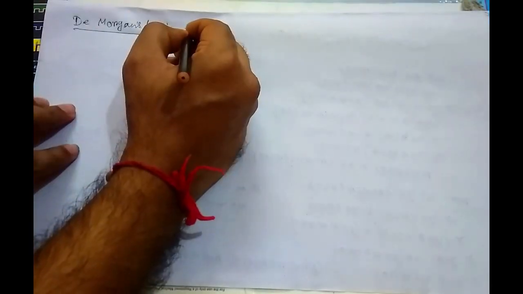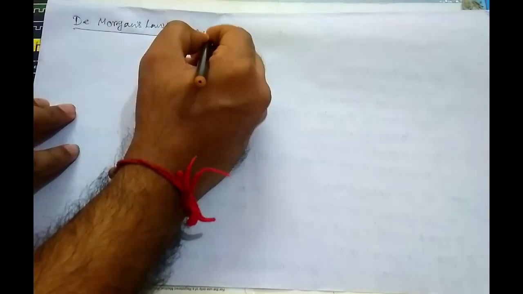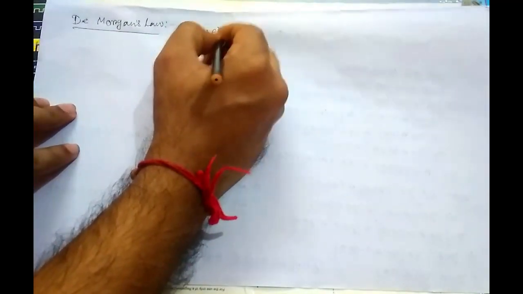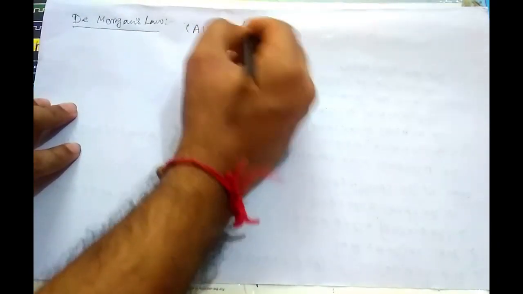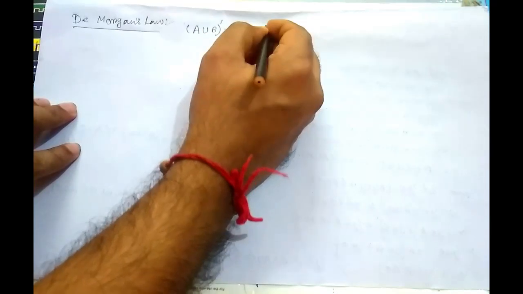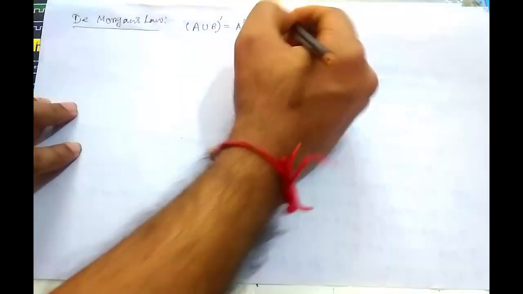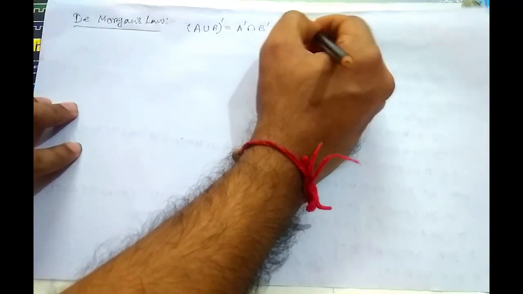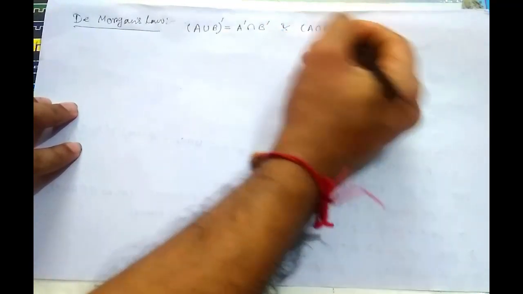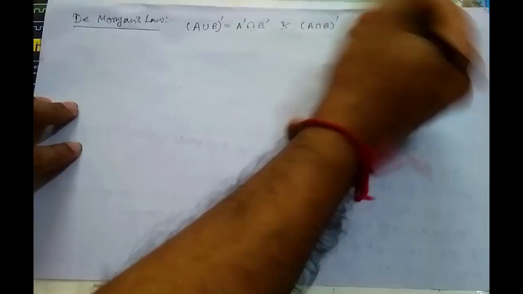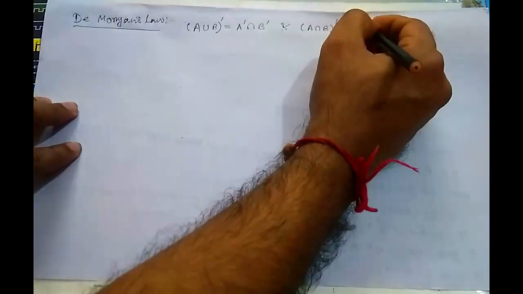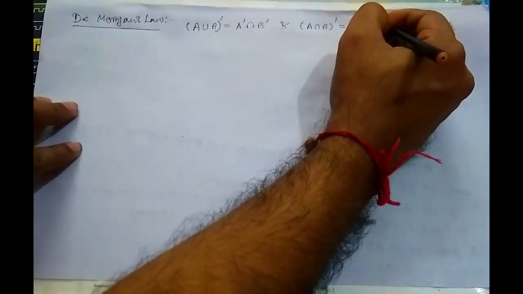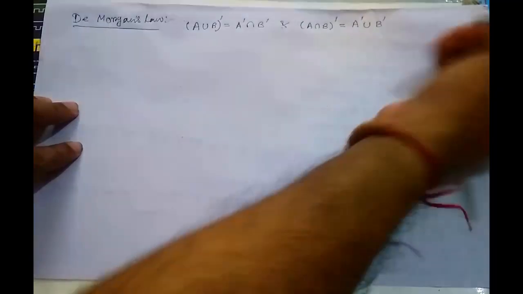This law tells us that the complement of A union B is equal to A complement intersection B complement. Okay, and the complement of A intersection B is equal to A complement union B complement.